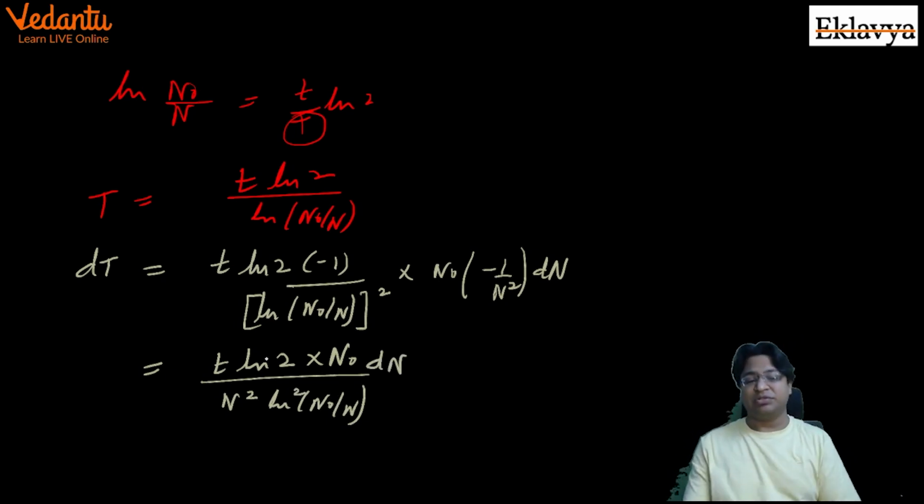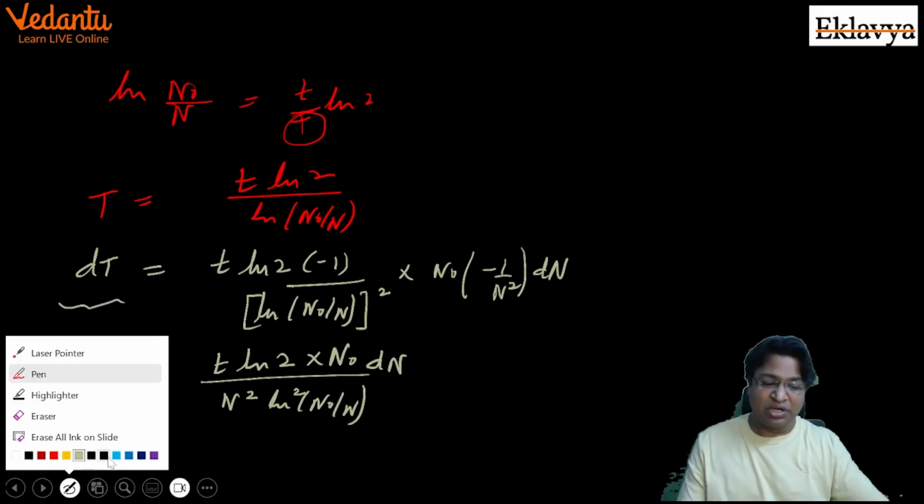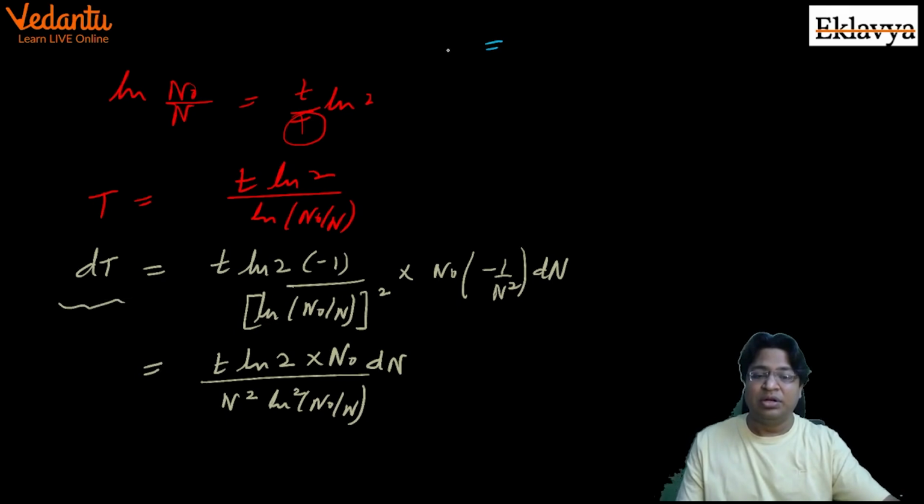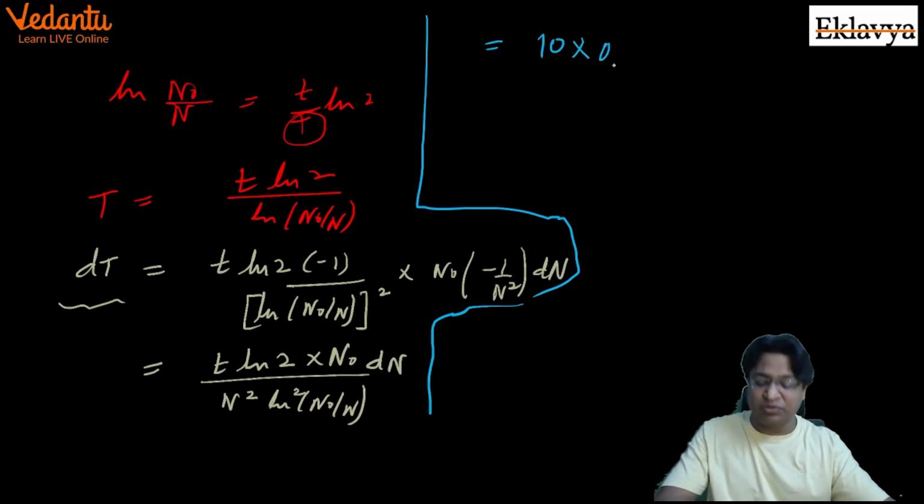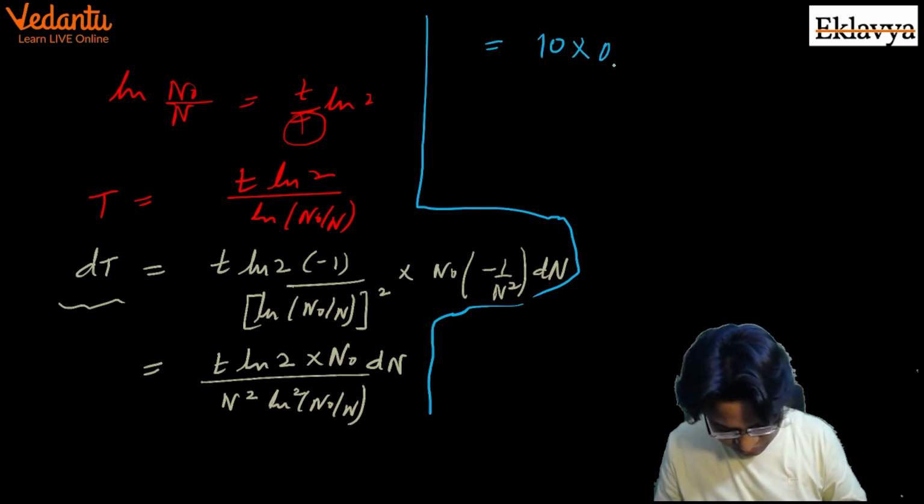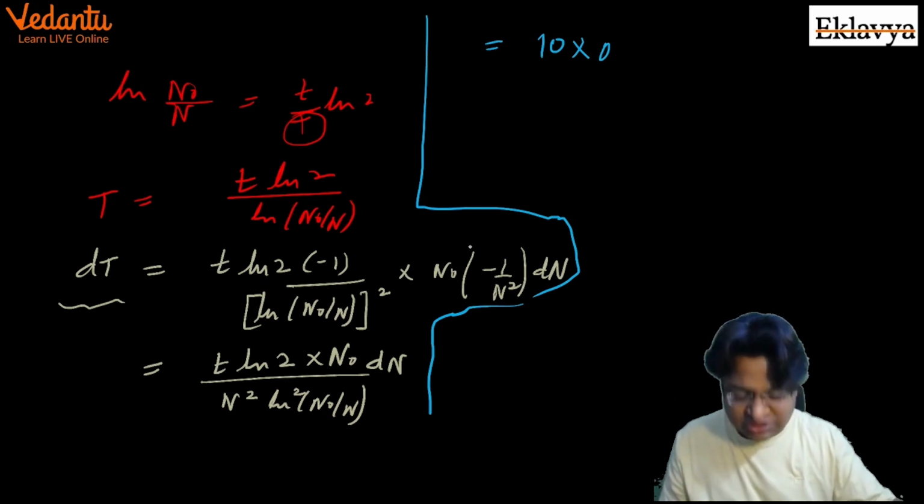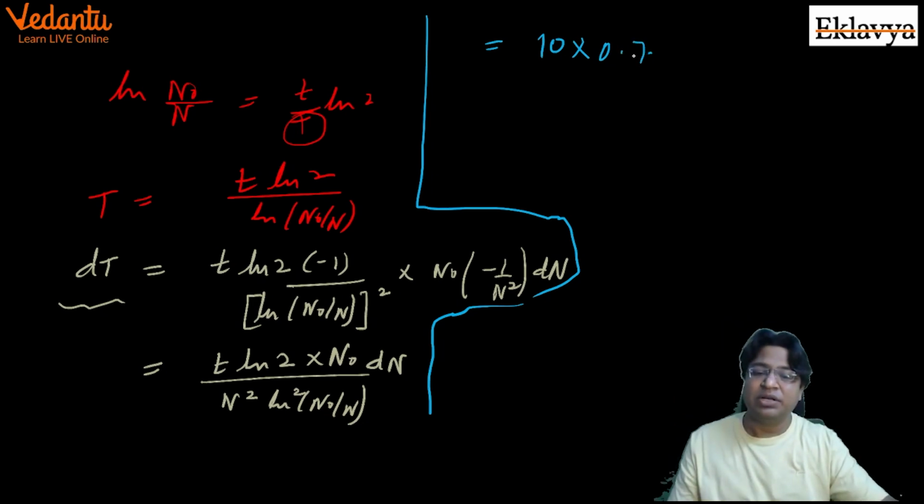Now we need to substitute the value here, guys. We need to find out the variation in the measurement. So how do we do this now? Let me just put the values. This t was given to be 10 seconds. So 10 into ln2, ln2 is 0.7, so that is very close to 0.7.